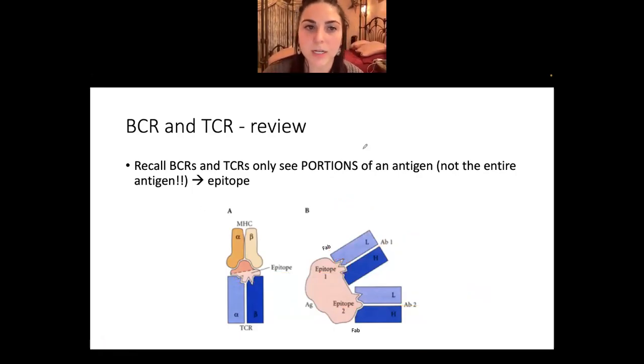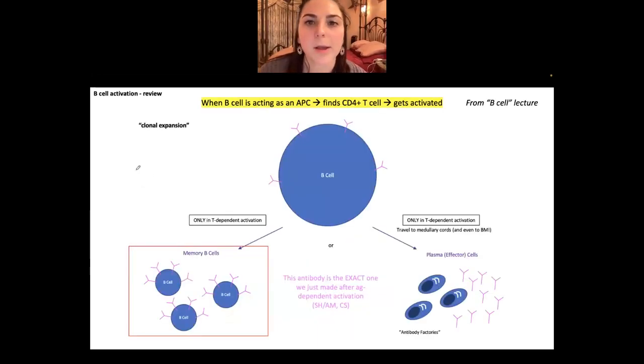But this is really important to understand for vaccines: when you have T cell receptors and B cell receptors, they're only recognizing portions of an antigen, not the entire thing. So here's your review of B cell activation.